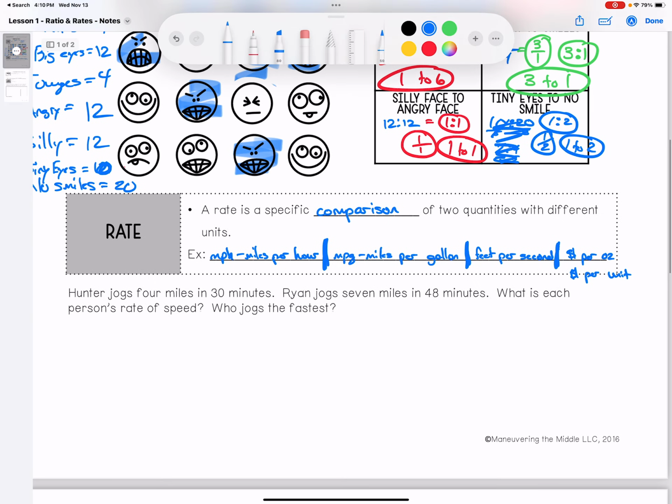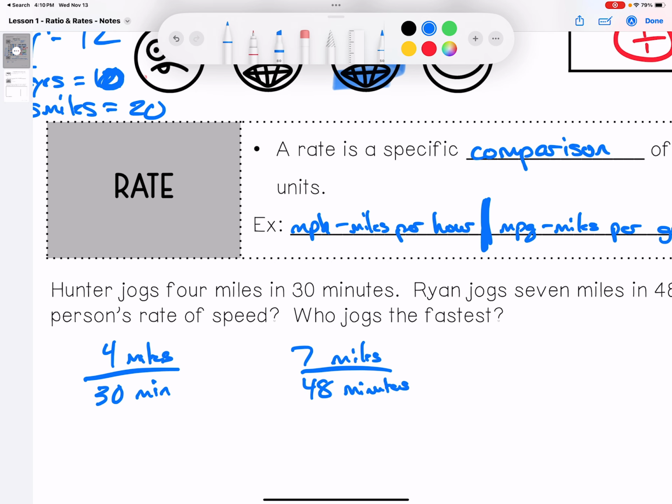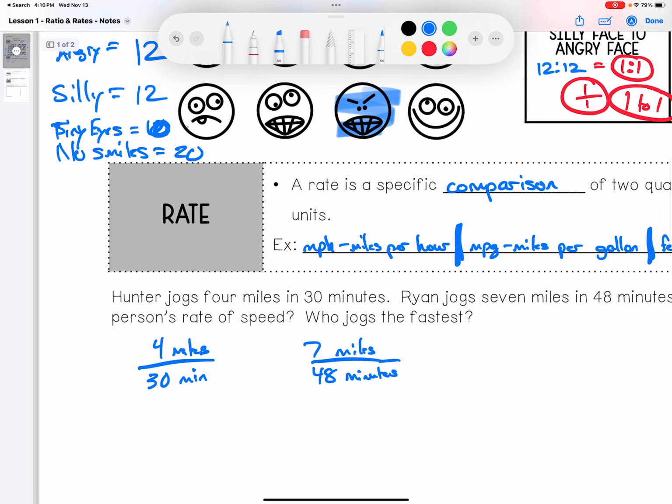All right. Hunter jogs 4 miles in 30 minutes. So 4 miles, 30 minutes. Ryan jogs 7 miles in 48 minutes. What is the person's rate of speed and who jogs the fastest? Well, because we made it a rate, we can divide 4 divided by 30, and we can figure out how many miles per minute.